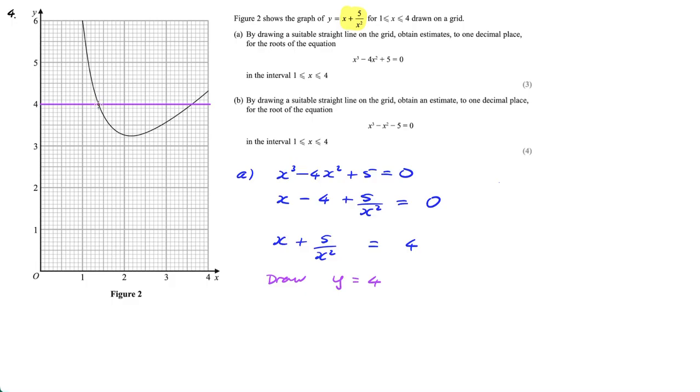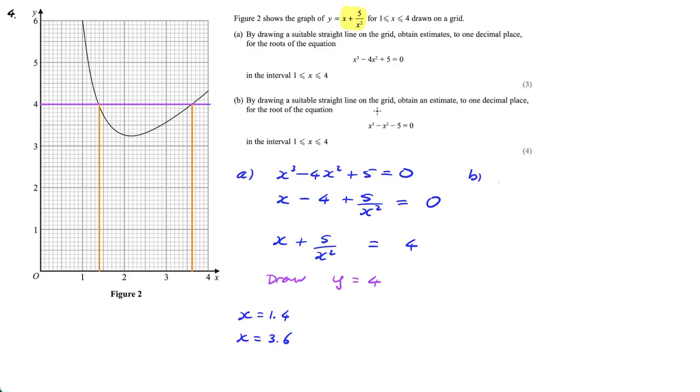Where it hits the graph is obviously my solution. So one is here, that is 1.4, and one is here, that is 3.6. So it's 1.4 and 3.6. X equals 1.4, x equals 3.6.